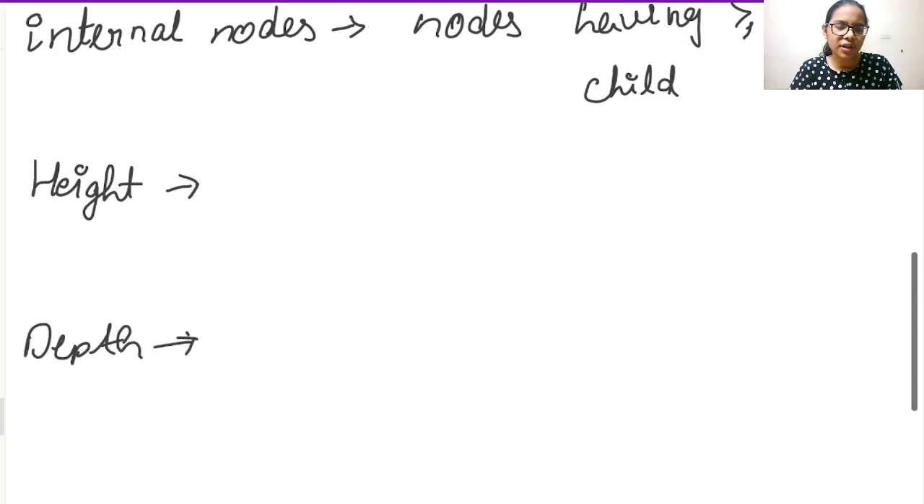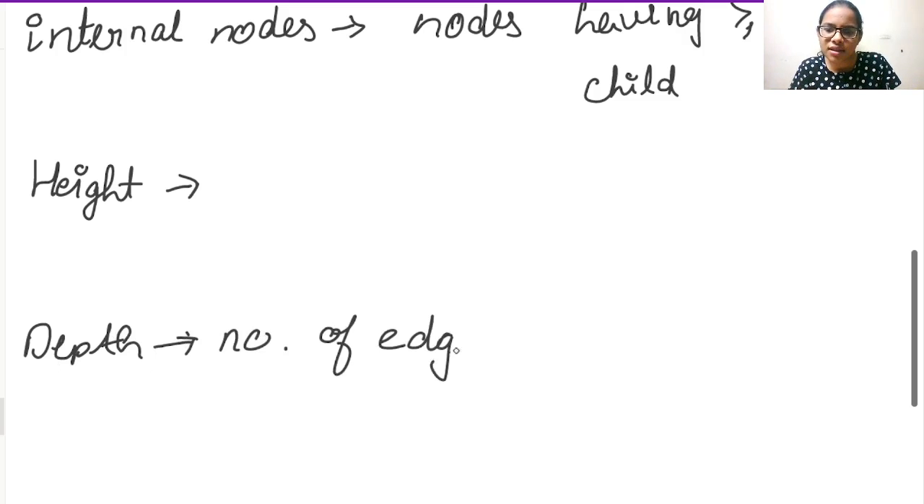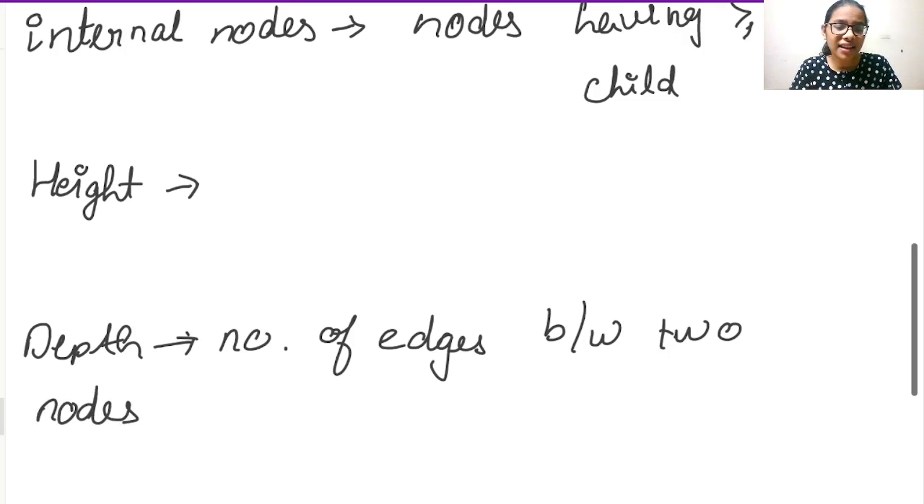So let us first talk about height. Height of a node is the number of edges between the parent and the deepest leaf. And now you will say, what do you mean by deepest leaf? Deepest leaf depends on the depth, and depth is the number of edges between two nodes that we are considering, the number of edges that connect two nodes.